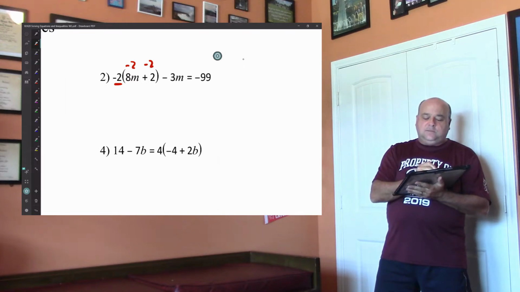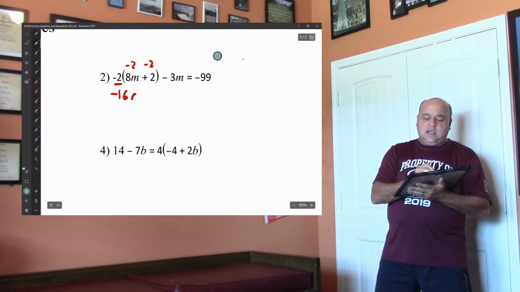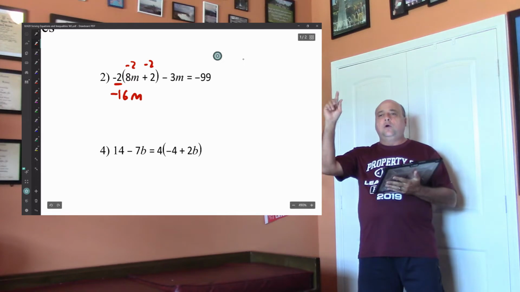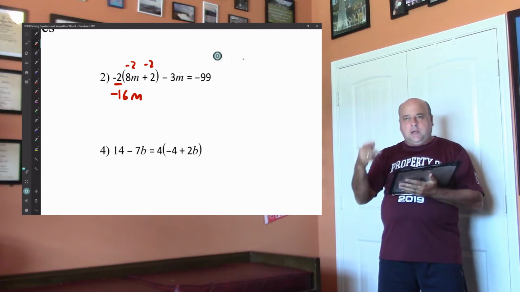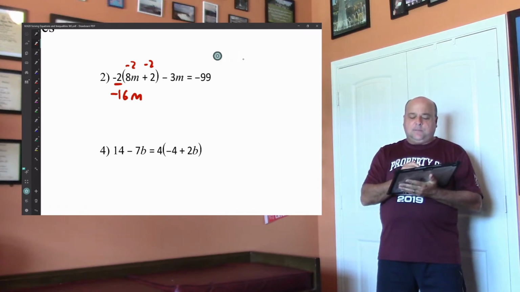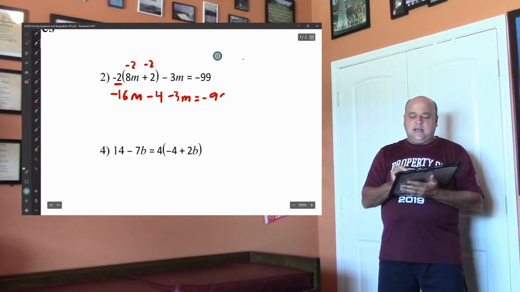So -2 times 8 is -16 and M. Sign, number, letter. A negative times a positive is a negative. 2 times 8 is 16. The letter's M. And repeat the process. A negative times a positive is a negative. 2 times 2 is 4. And then we're going to write down -3M equals -99.